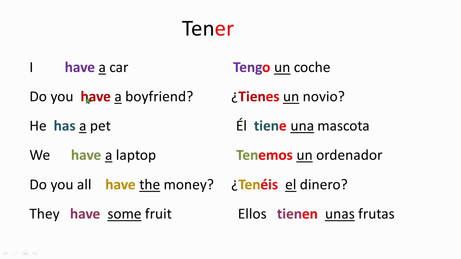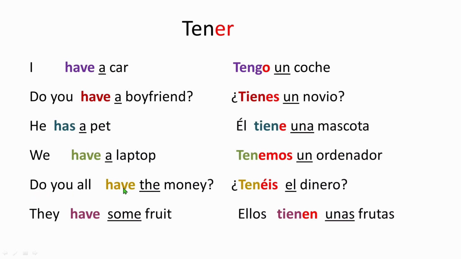Now you may be wondering where is do in Spanish? In Spanish we don't need to put do. When you put the question mark, it is added automatically. When you say he has a pet, it's él tiene una mascota. Tiene is has. We have a laptop, tenemos un ordenador, and tenemos is we have. And in Spanish, putting the pronoun is not necessary, so I don't put the pronoun here.